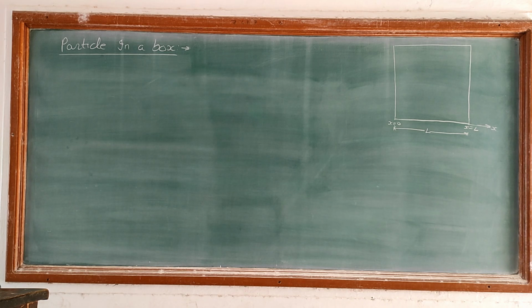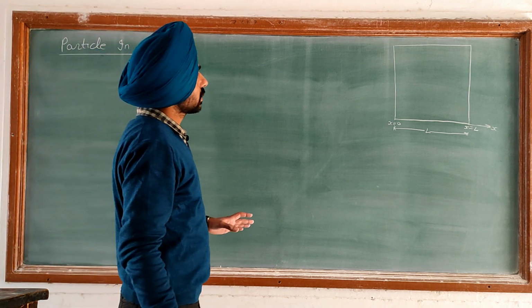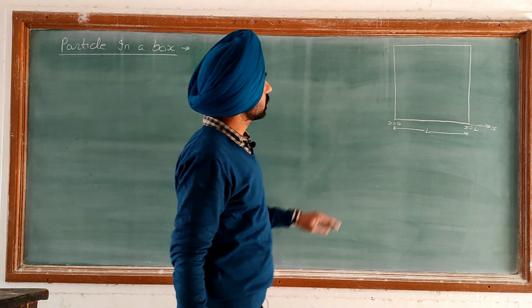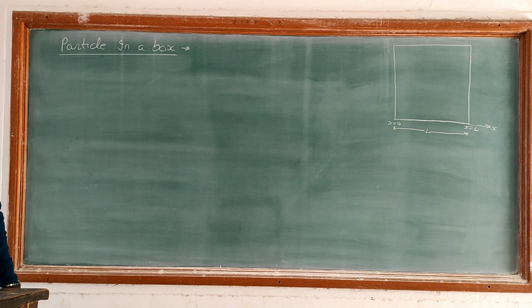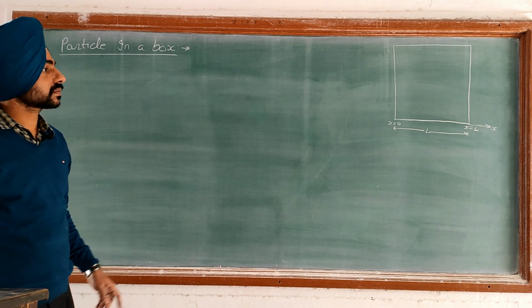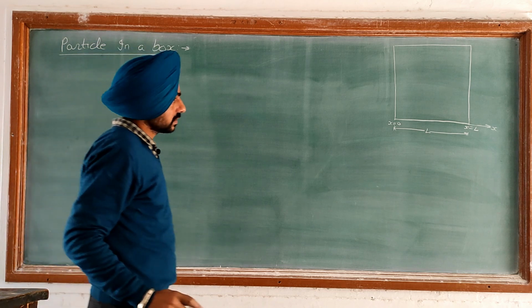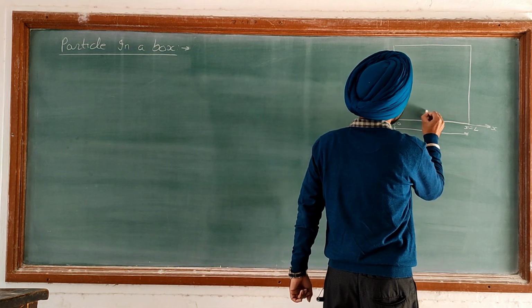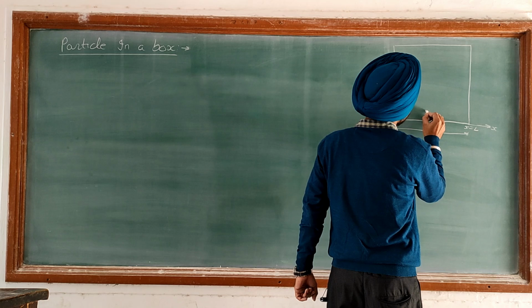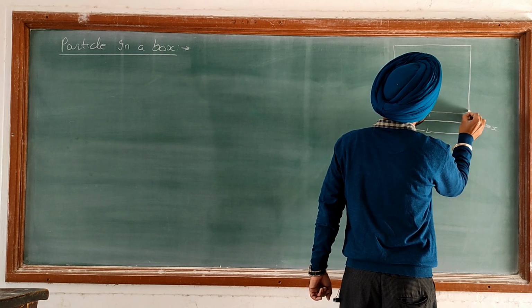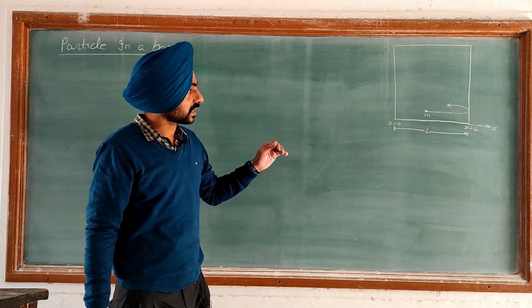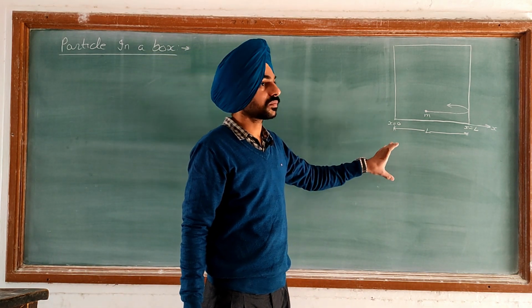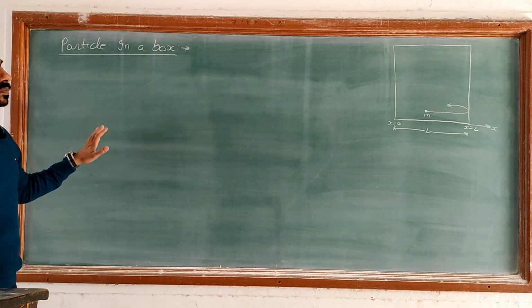Now consider the walls of the box to be rigid, elastic and non-penetrable. So consider the particle moves along the x axis between x is equal to 0 and x is equal to L. The particle is somewhere moving in this box, whose mass is m. It moves back and forth. So we will discuss how it moves from both the classical aspect and the quantum mechanical aspect.